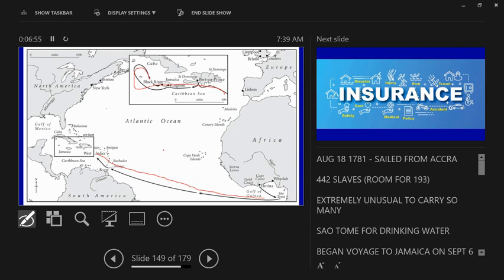So on August 18, 1781, they sailed from Accra. 442 slaves were on board. There was only room for 193. So already they were extremely overcrowded. They were twice what they were supposed to have on board. This is extremely unusual to carry so many.